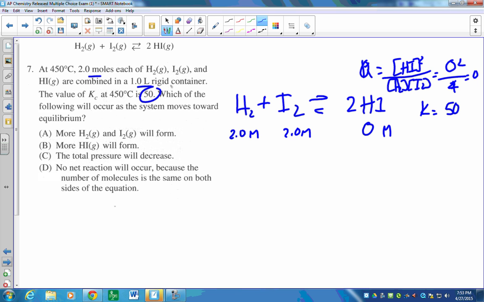And the question is, what's going to happen as this moves towards equilibrium? Well, there's none of this. These are going to decrease, and this is going to increase. And that's really all you had to know. So will more H2 and I2 form? No. As it goes to the equilibrium, some of this is going to go away, and more of this is going to come. Will more HI form? Yep. Will the total pressure decrease? No, the pressure will not change ever, because 2 moles, 2 moles.